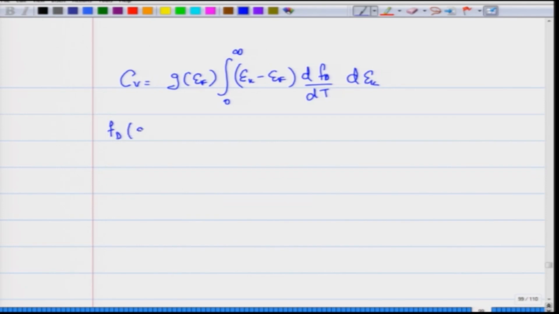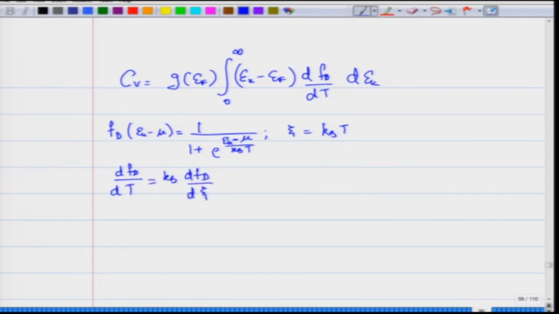And now let us evaluate this expression. The Fermi Dirac distribution FD(Ek minus mu) is 1 over 1 plus e raised to (Ek minus mu) by kBT. So, therefore, dFD by dT. Here before we continue further, let us make a substitution: a quantity, let us call it zeta, which is equal to kBT. Then dFD by dT is kB into dFD by d zeta. This is nothing else but kBT, so I have to multiply it by kBT.